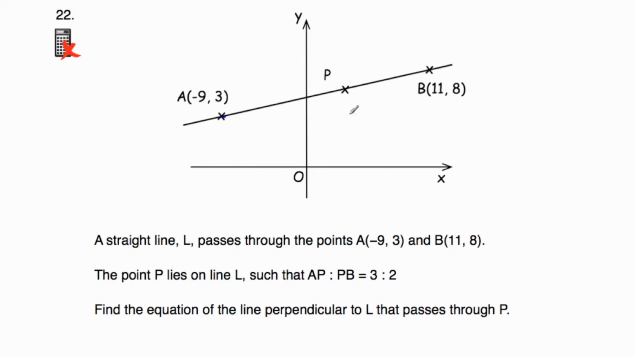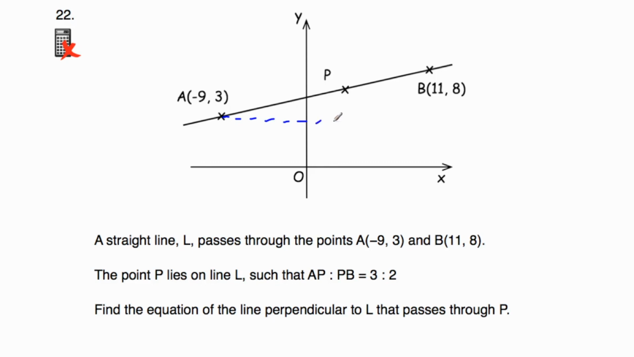So let's start by finding the coordinates of the point P. I'm going to use this ratio to find P. What I'm going to do first of all is find how we get from A to B. Because if we know how to get from A to B, we can then use this ratio to find out how to get from A to P and then find the coordinates of P. So let's go the whole way from A to B.